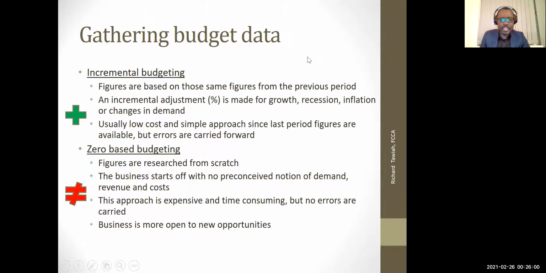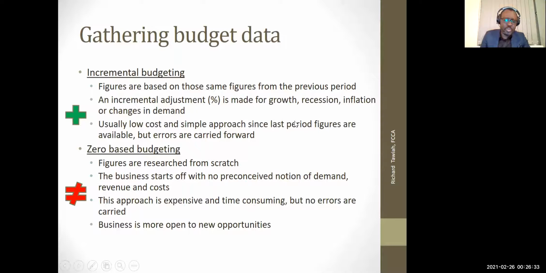So we have the incremental budgeting approach, okay, where figures will be based on the same figures from the previous period. So if last year we're working on another budget for this year, we just pick last year's and just adjust it with some incremental factor, maybe some 5% inflation rates. So we just change the variables. Quite basic, okay, easy. It is usually a low cost, simple approach because we use last year's figures. But of course, errors from last year could be carried forward into this year. So one period's errors could be carried forward into the next period's errors.